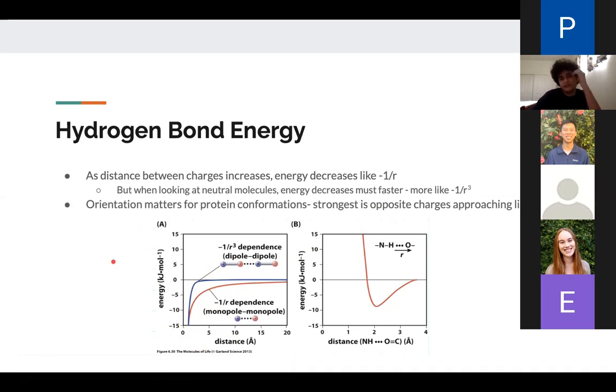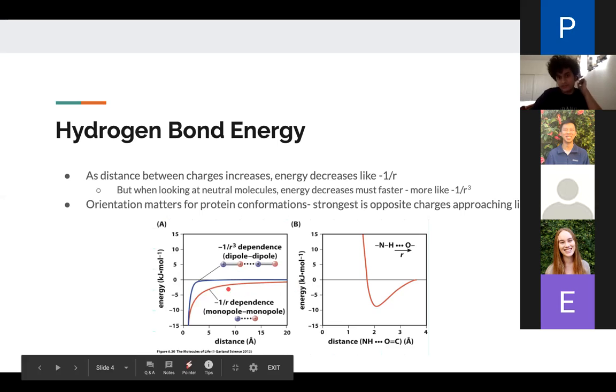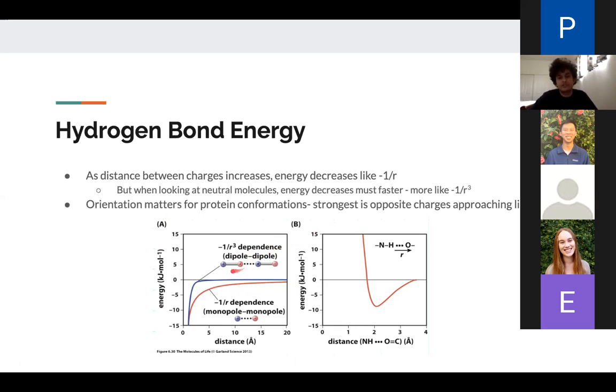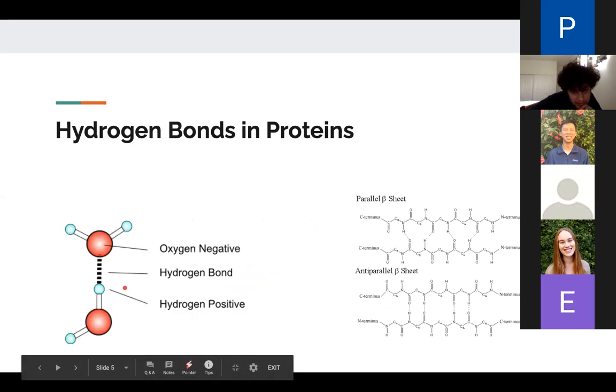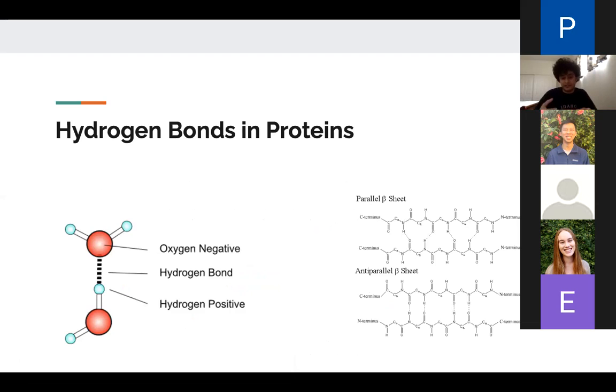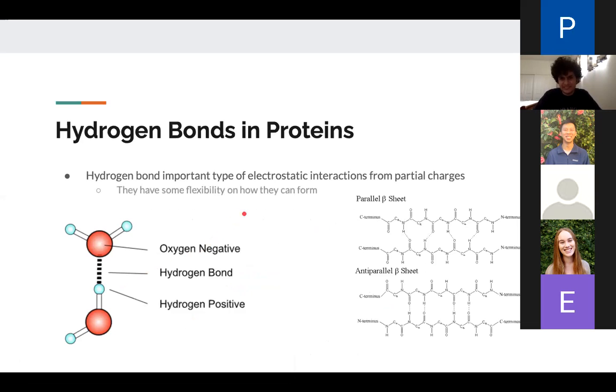One thing we learned from studying this mathematical model is that orientation really matters for protein conformations. Orientation matters because you get the strongest attraction or repulsion when you have these opposite charges lined up linearly. That's pictured here: negative lined up with positive. So based on that, if the strongest attraction comes from them lined up linearly, we'd expect to see that all through biological systems, but actually that's not necessarily the case.